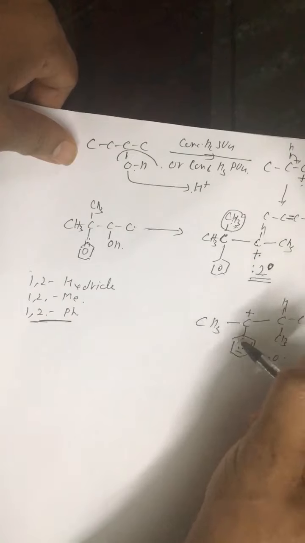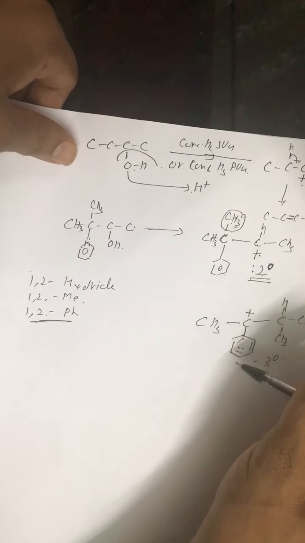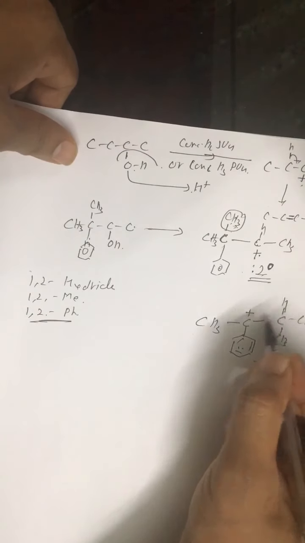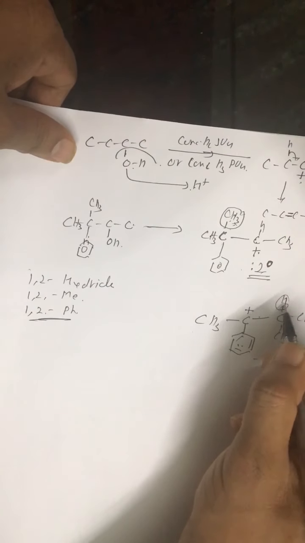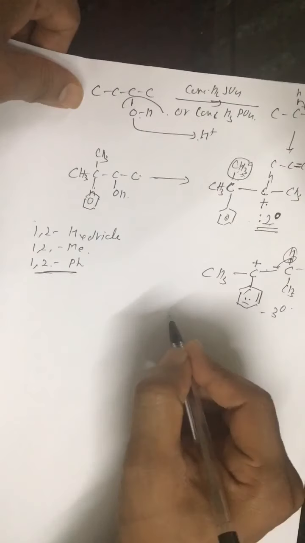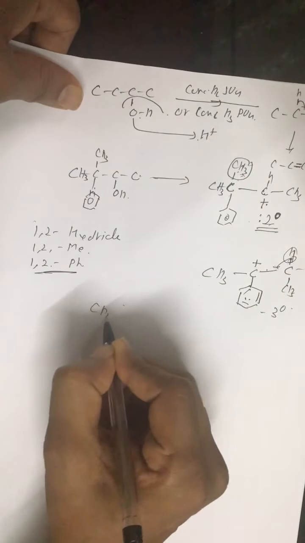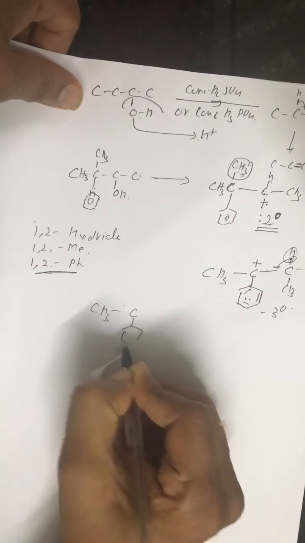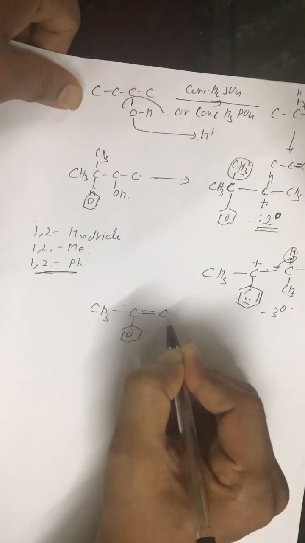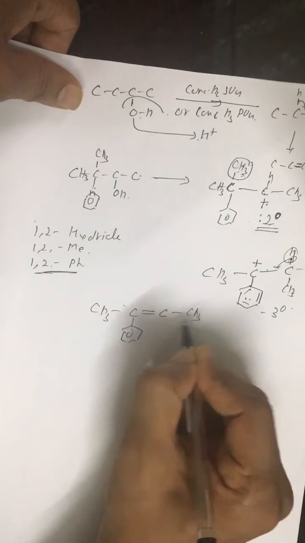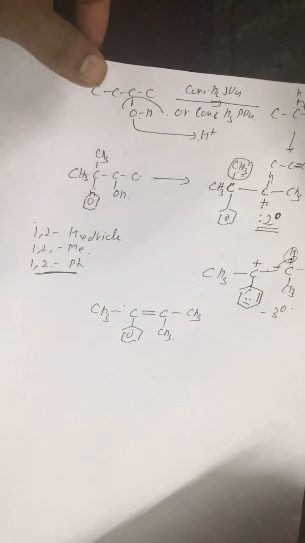So that is why this kind of shifting has taken place. And then removal of hydrogen as H positive, and we get the final product like CH3, C6H5, double bond, and CH3 and CH3. This is the product. So this kind of shifting is always observed.